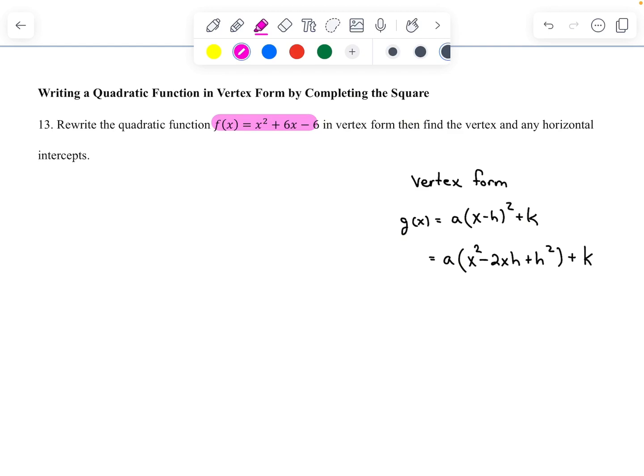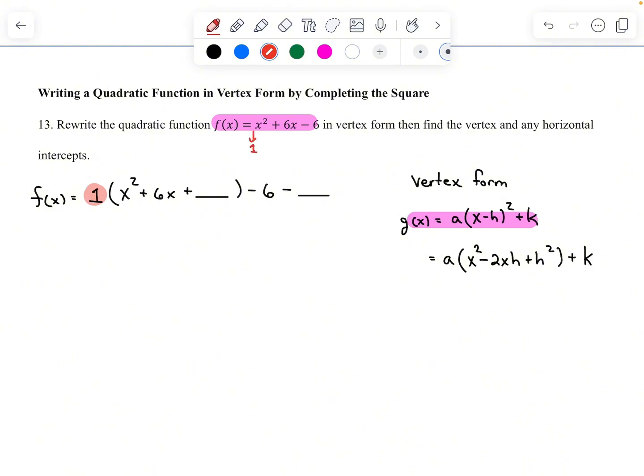Okay, so let's recall what vertex form looks like. Vertex form is g of x is equal to a times the quantity x minus h squared plus k. Since vertex form has parentheses in it, I'm going to rewrite the function f of x using parentheses. So we have f of x is equal to 1 times the quantity x squared plus 6x plus blank minus 6 minus blank. This 1 is the value of a in f of x.